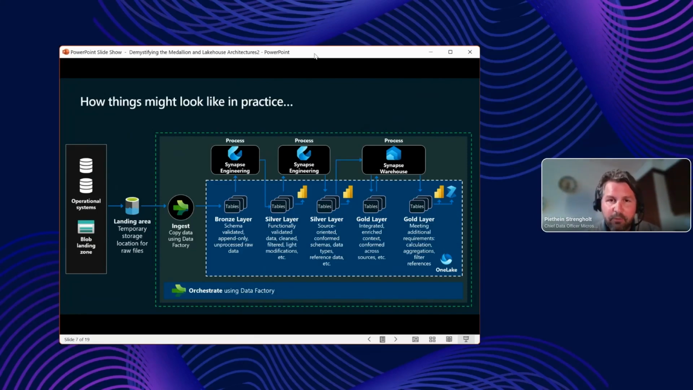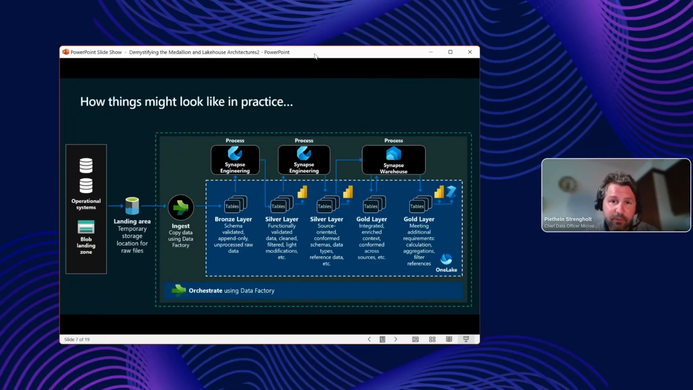Then the next layer I often see is the silver layer. Here we start to functionally validate that data. We clean it a bit, we filter it, we apply lightweight modifications. Often I also see we historize the data within this silver layer. Although the structure more or less matches that of the bronze layer, we then use slowly changing dimensions for storing that historic data. So we could time travel on that data functionally, not technically.